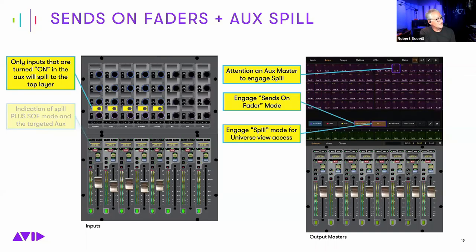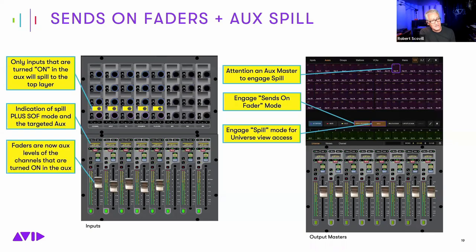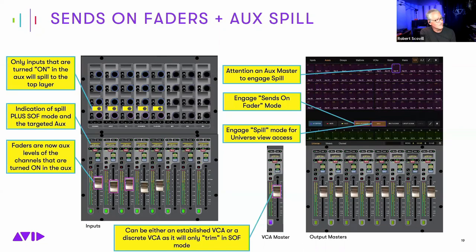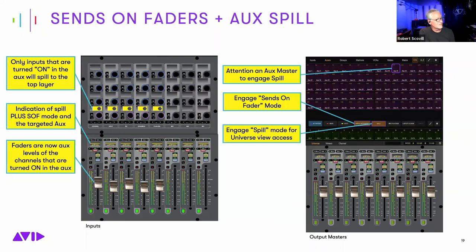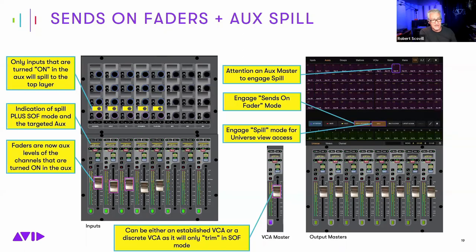So once we do that, we get indication that we're in sends on faders and in spill, and these faders are now the actual auxiliary levels. These are the equivalent of the knobs in the auxiliary. So we get both just the inputs that are on in the aux, and we get their knob levels on faders sitting right in front of us. It's just fantastically great. Really, really great. In addition, we have a VCA workflow that works in conjunction with that, where if you have a VCA assigned to the input faders that are going up into that aux, you can now have a VCA trim of those in the auxiliary itself, right?